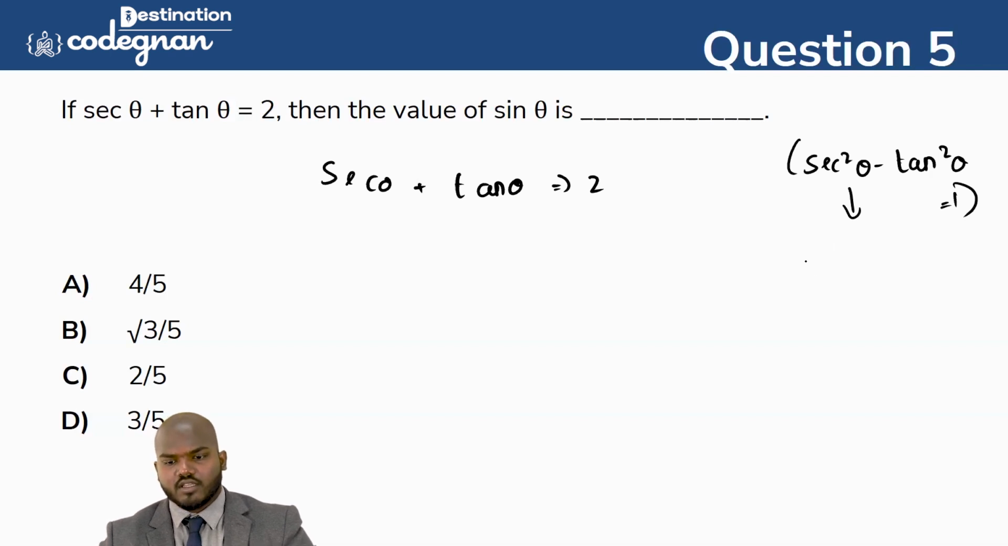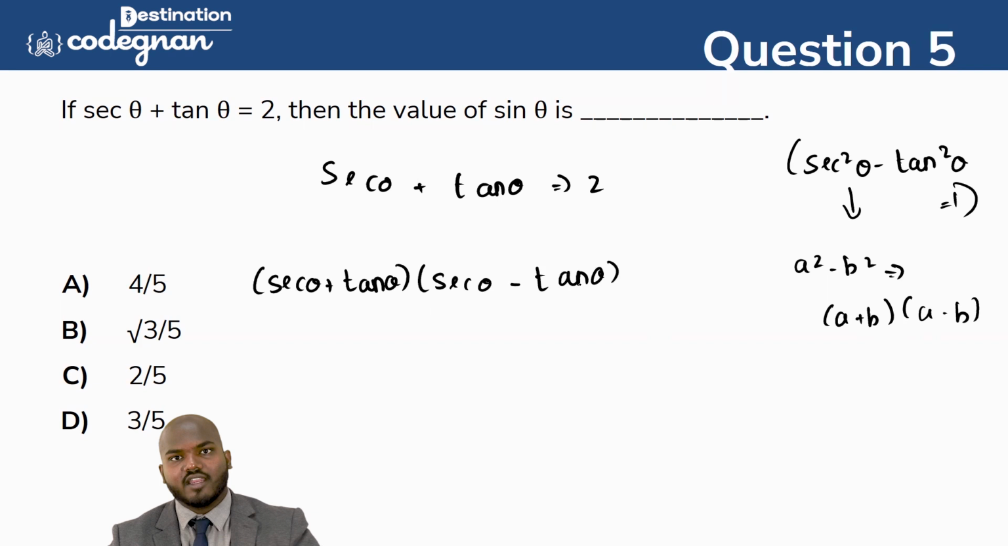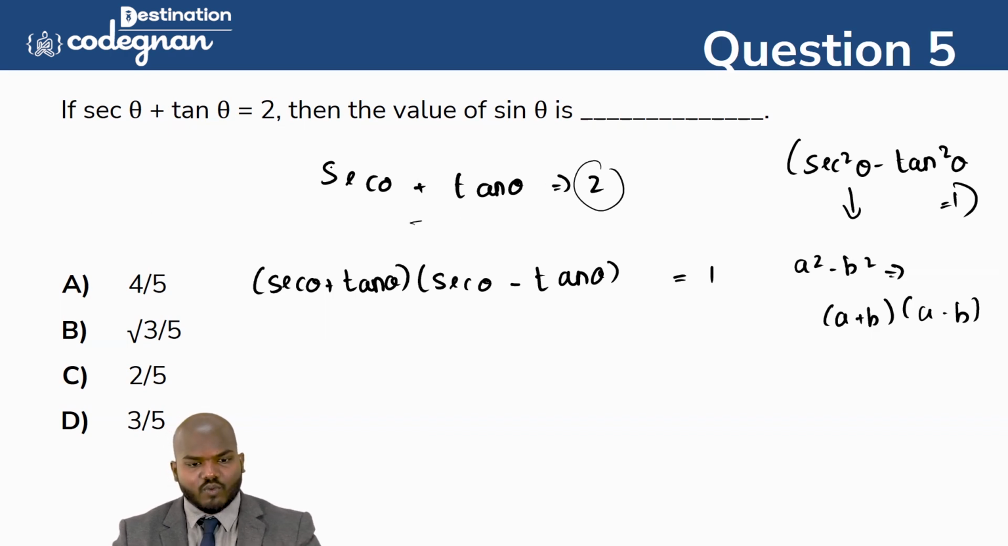So this is like a formula of A square minus B square, right? So A square minus B square, how will we write it? That is A plus B times A minus B. If you derive this, you can write it as secant theta plus tan theta times secant theta minus tan theta. The value they have given here is equivalent to 1. So you know already the value of this is equal to 2, meaning if I keep the minus here, what is the inverse of this one?